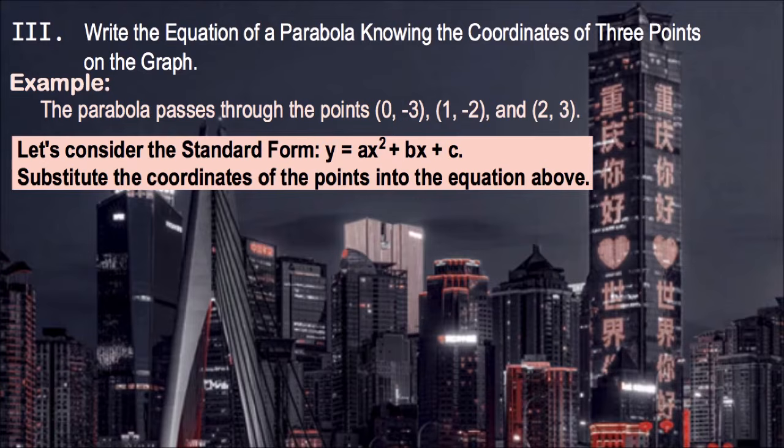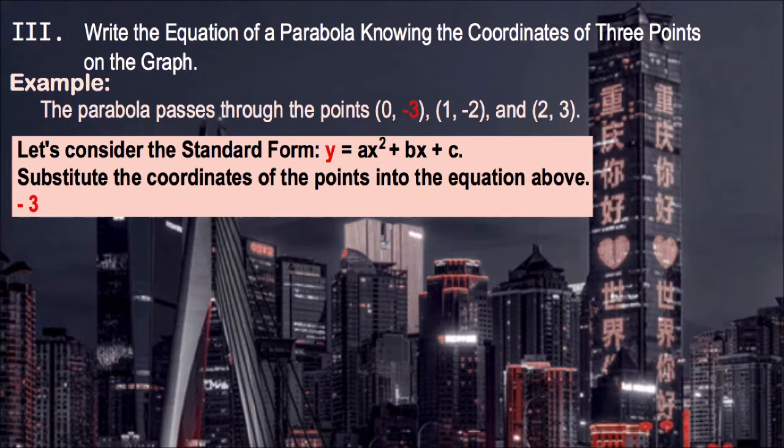Substitute the coordinates of each of these points into the equation above. So first we're going to deal with the first point, (0, -3). -3 equals a times 0 squared plus b times 0 plus c. Thus, from this equation alone, we can determine that c equals -3.